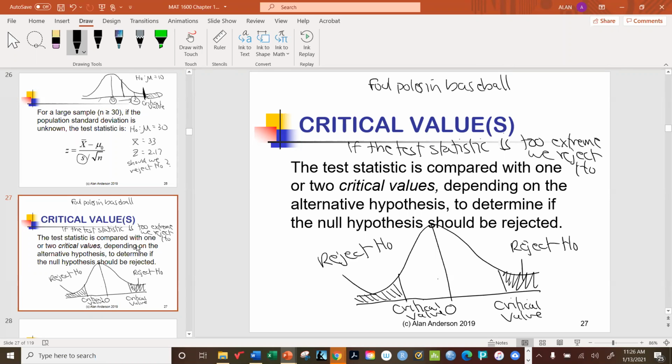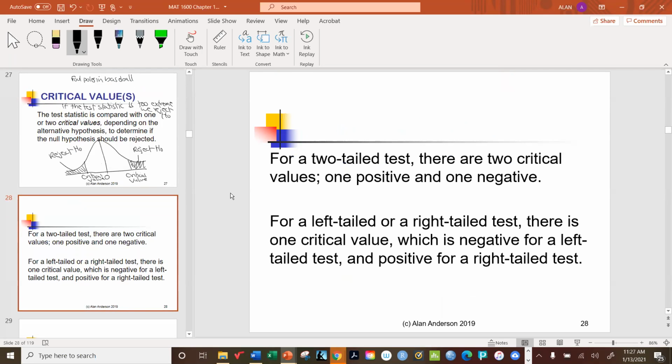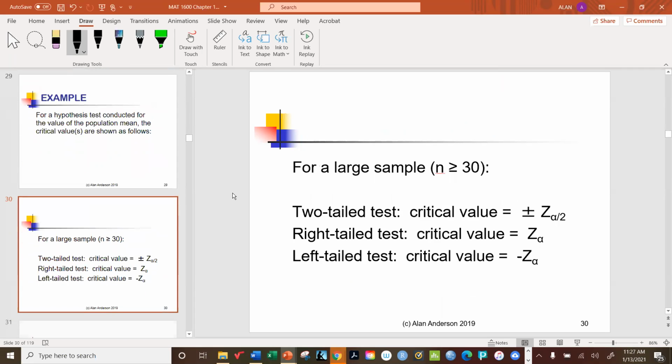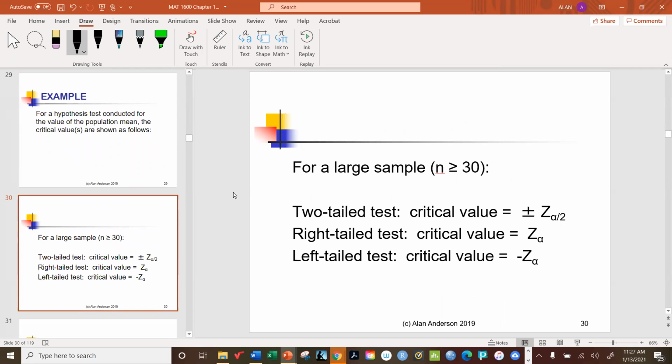All right, so we're ready to look at critical values. The critical values are going to come from either the standard normal or the t-distribution. The way it works is that if you have a large sample, you're going to use the standard normal distribution for your critical values. Now, the critical values themselves depend on which alternative hypothesis you're using.